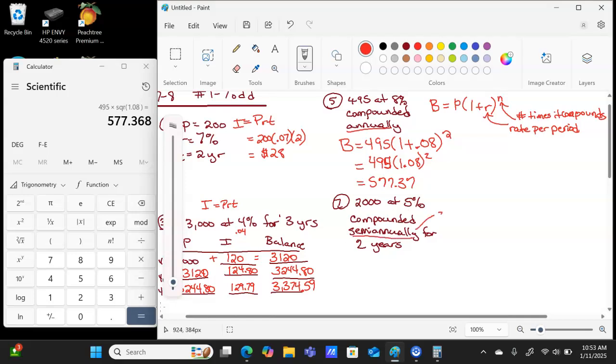Number 7, I've got $2,000 at 5% compounded semi-annually. This means 2 times per year. So the balance is going to be 2,000. That's that P. 1 plus the rate is the rate per period. Well, it's 5%. And I do that twice a year, so I need to divide that by 2. So I'm going to get 2.5%, which is 0.025. And then how many times does it compound? It does it twice a year for 2 years, so 4 times.